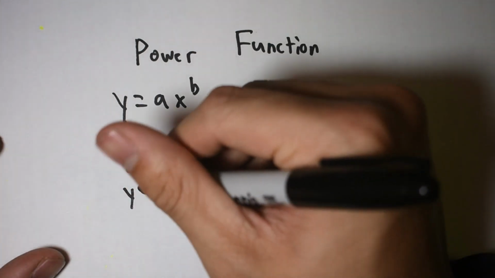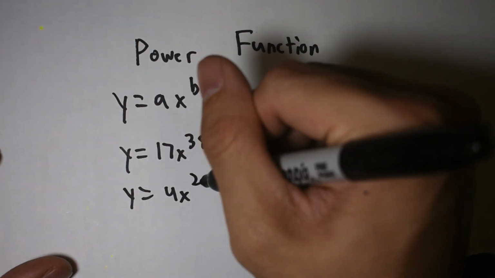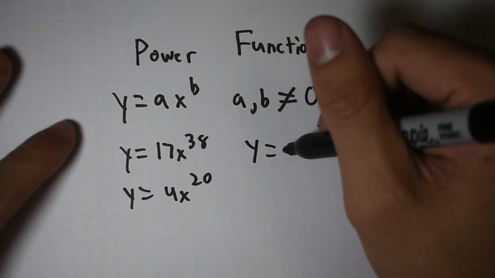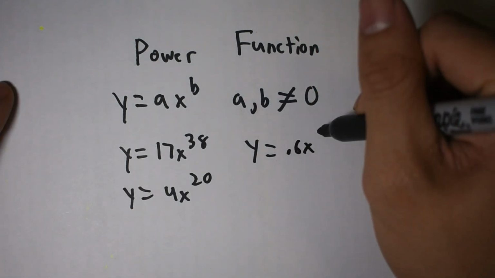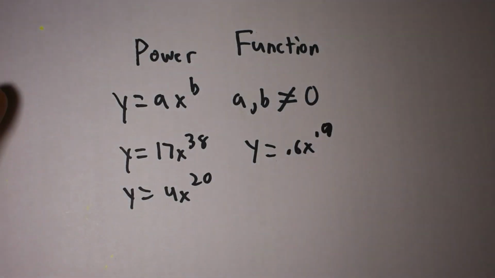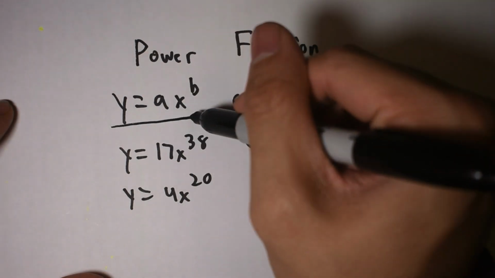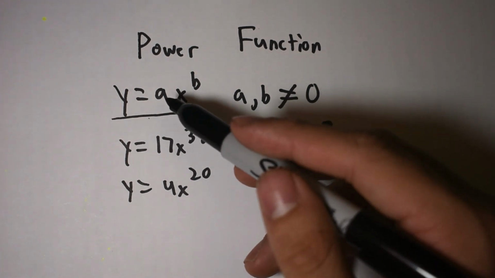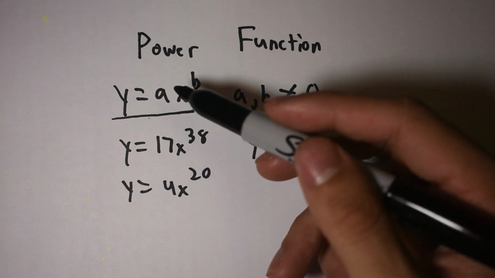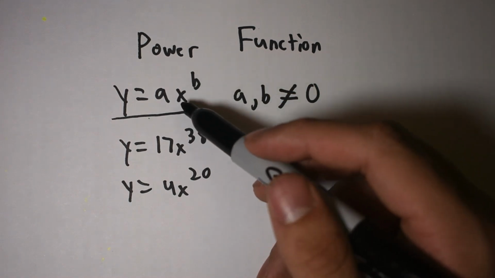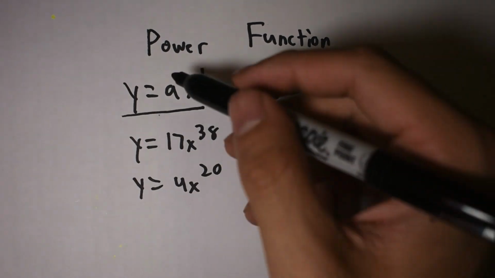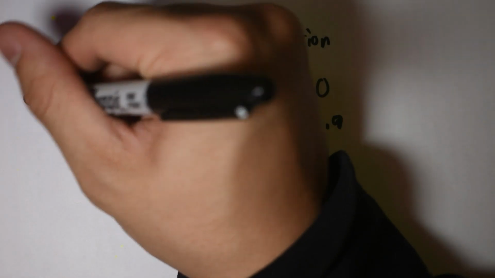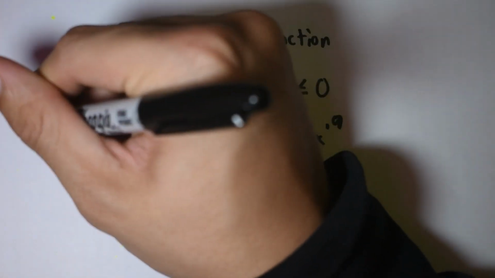or y equals 4x to the power 20, or you can even do this with any real number, so not even just integers, you can use 0.6x to the power of 0.9. Now, what's important about a power function is that we can actually describe this as y being proportional to x, or y varying directly with x. And when we say that, we are bringing emphasis to our a, which is our constant of variation.